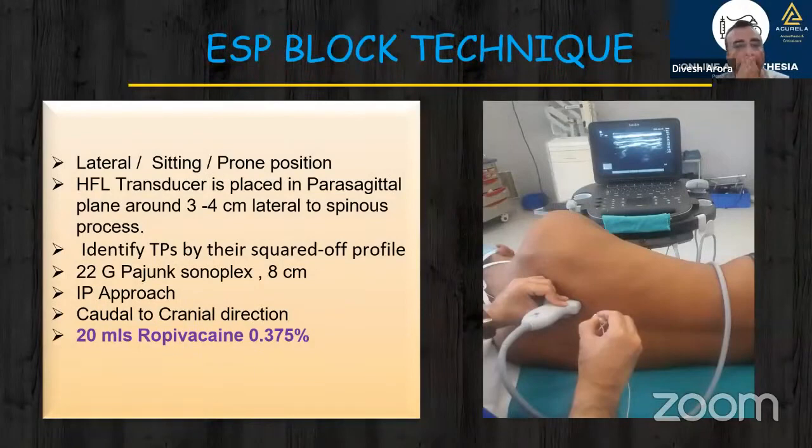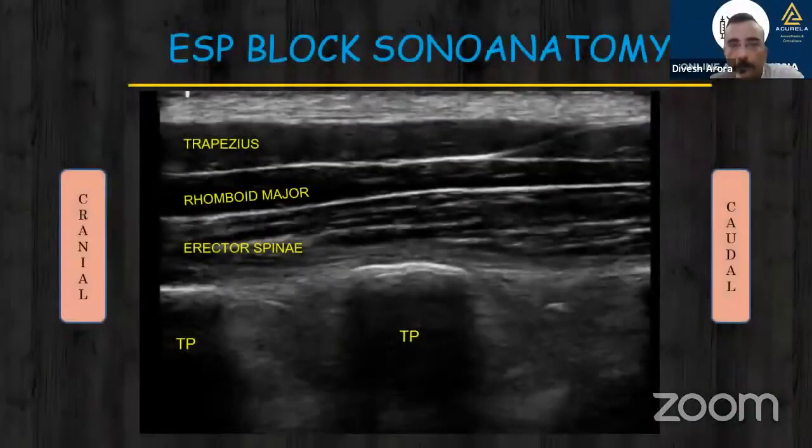So how do we actually do it? It's almost similar to paravertebral block, the positioning of the patient. You can do it in either lateral, sitting, or prone position. Superficial block, so a high frequency linear transducer is good enough. Parasagittal orientation, in plane approach, caudal to cranial direction. Again, we inject the same volumes of the drug, around 20 ml of ropivacaine, 0.375%.